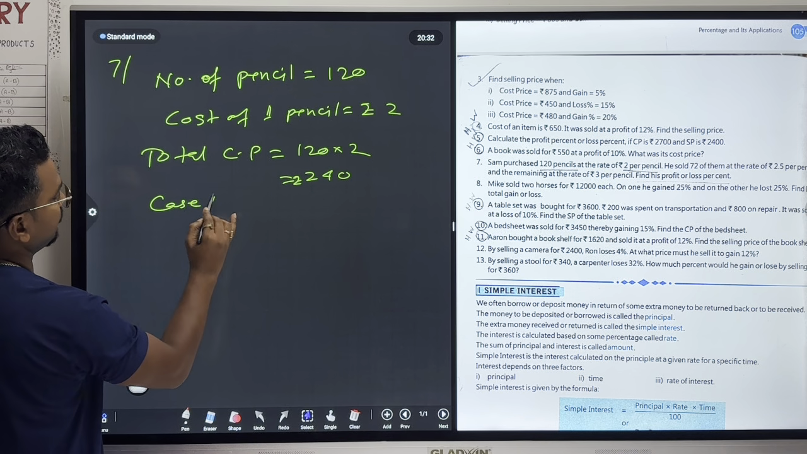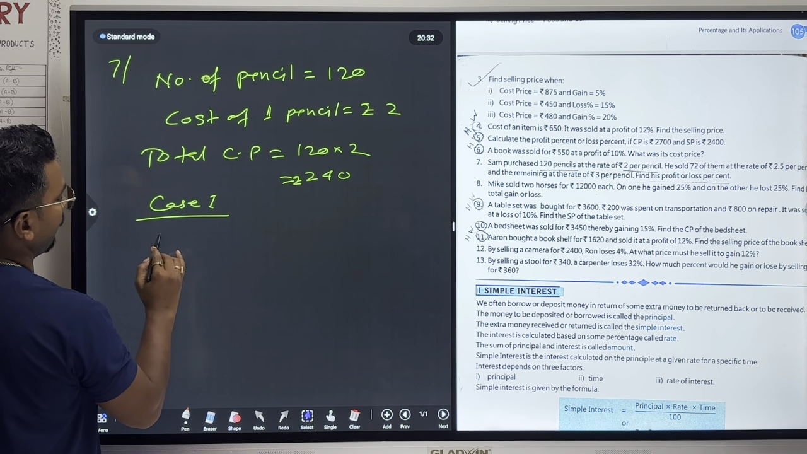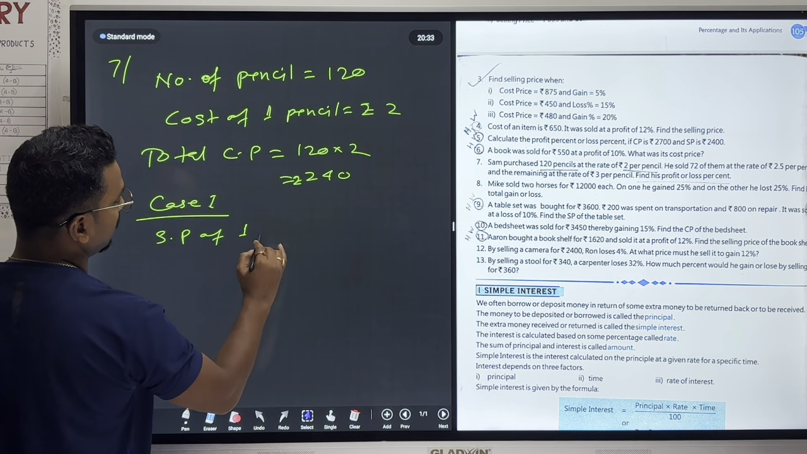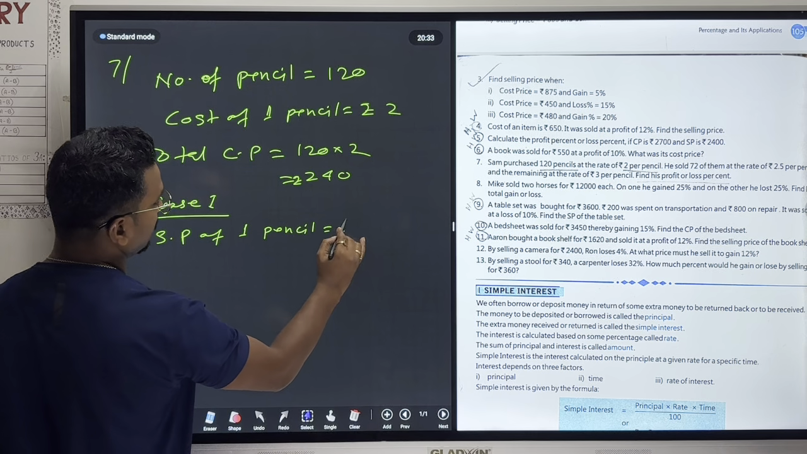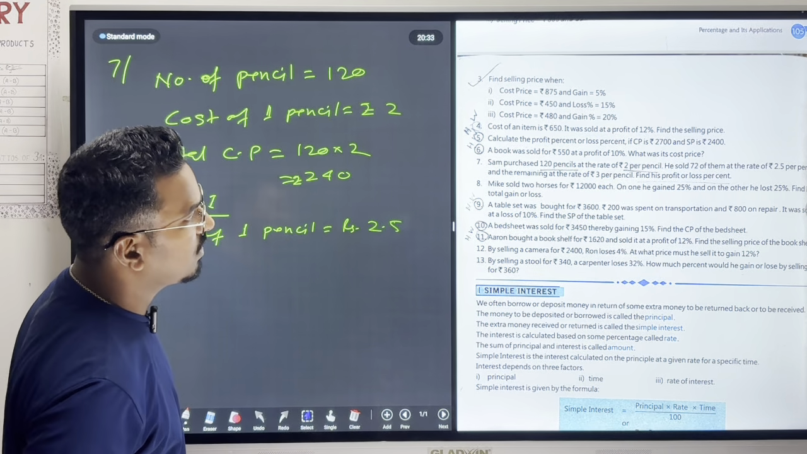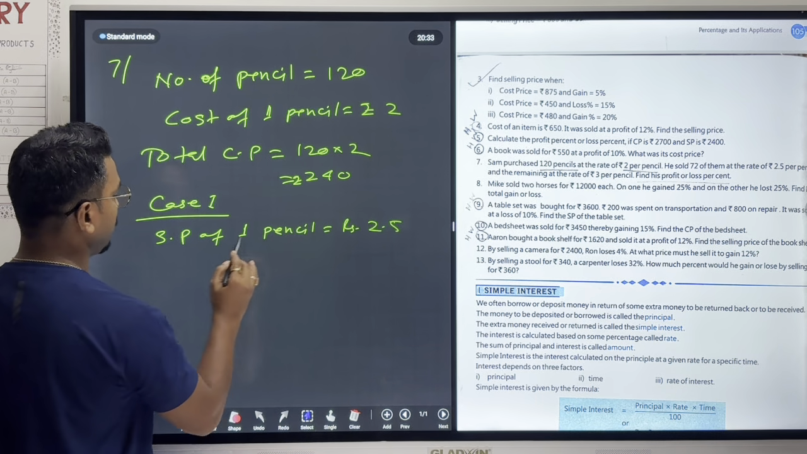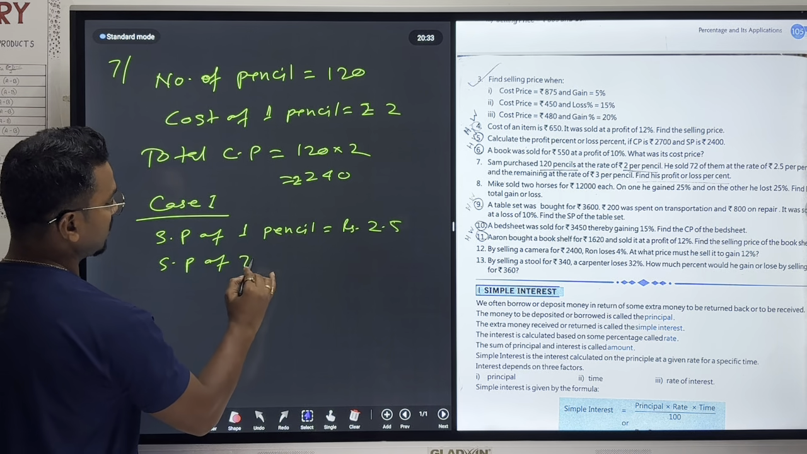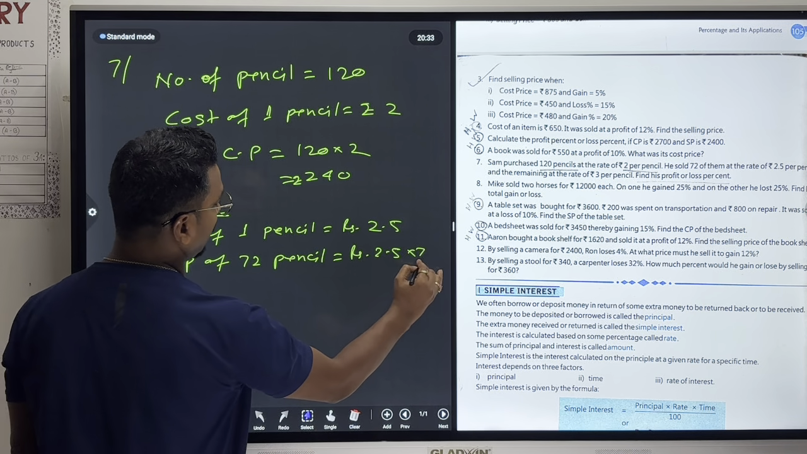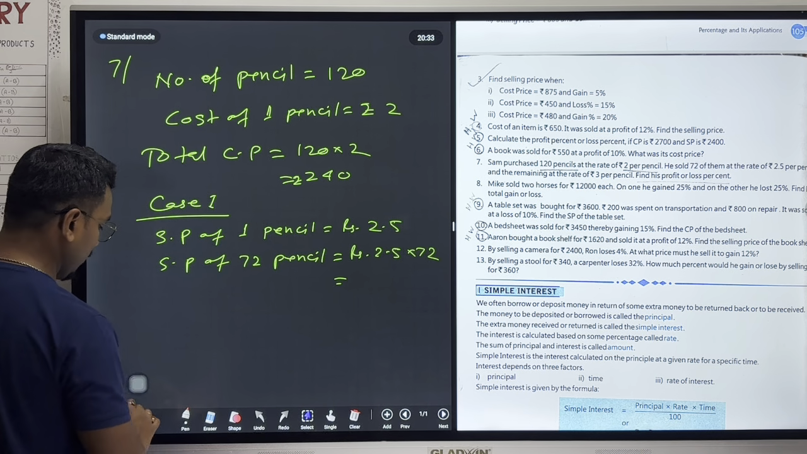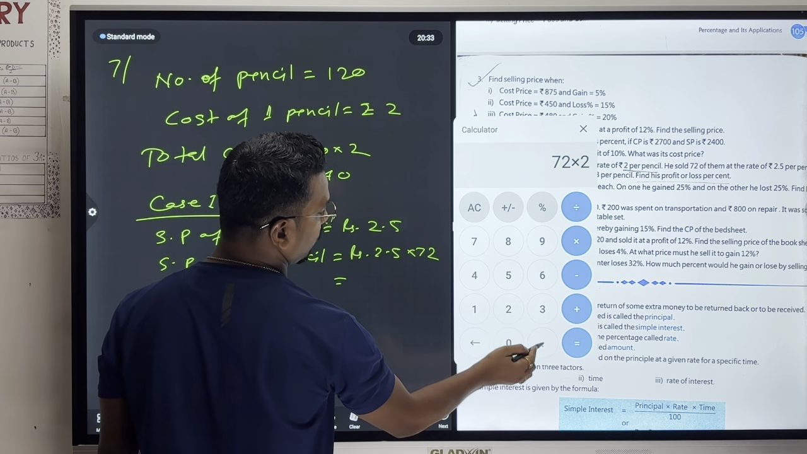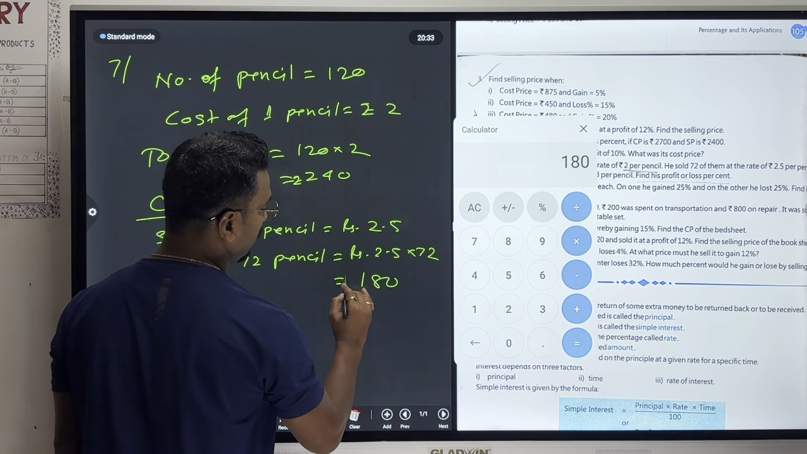We'll write case 1. Selling price of one pencil is rupees how much? 2.5 rupees. Cost price of one pencil is 2.5 rupees. So how many is he selling? Selling price of 72 pencils. What is the cost? 2.5 into 72. So if you multiply, what will you get? 72 into 2.5. You will get 180 rupees.